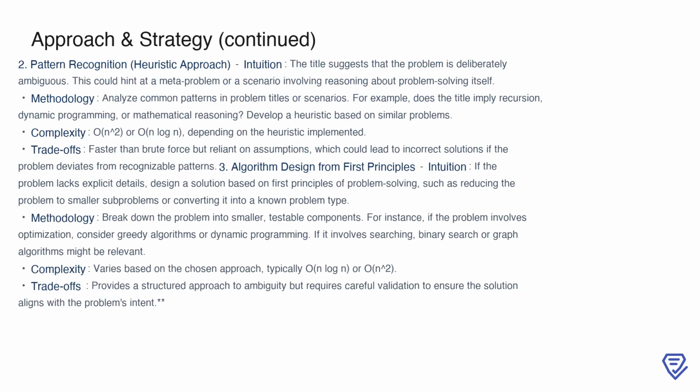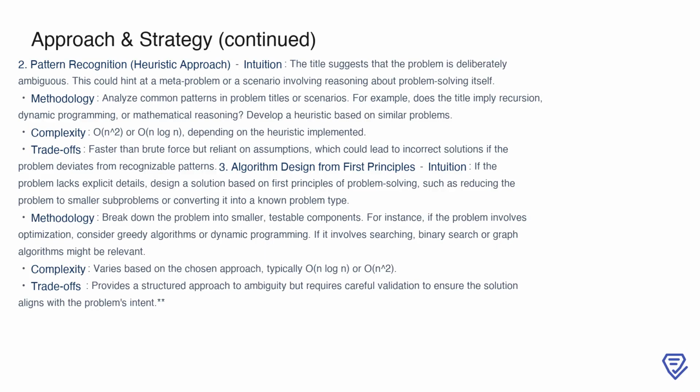A more refined approach is to leverage pattern recognition, or what we might call a heuristic approach. This involves interpreting the title to discern potential clues about the problem's nature. For instance, does the title suggest recursion, dynamic programming, or perhaps mathematical reasoning? By analyzing common patterns in similar problems, we can develop heuristics that guide us toward a solution. This method is significantly faster than brute force, often operating within complexities like O(n squared) or O(n log n), depending on the heuristic used. However, it comes with trade-offs. Heuristic approaches rely heavily on assumptions, which means that if the problem deviates from familiar patterns, the solution may be incorrect.